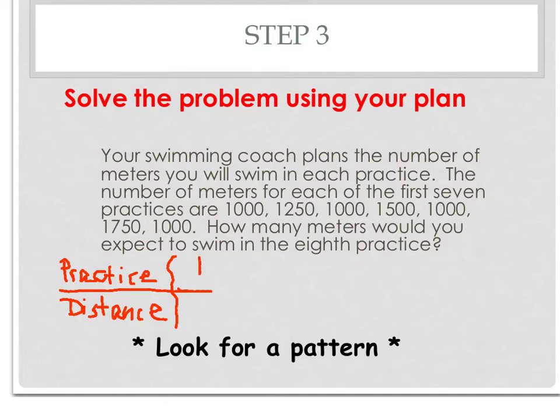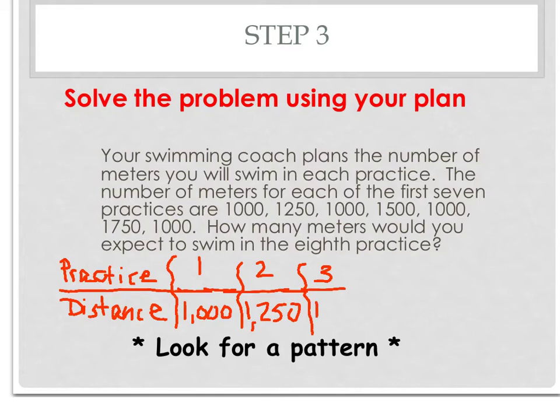So in practice number 1, notice we swim 1,000 meters. So I'm going to put in here 1,000. And then in practice 2, we swim 1,250. So I'll just continue with the practices. Practice 3, we're going to go with 1,000 again. Practice 4. Now we're at 1,500. Practice 5. We're back to 1,000.